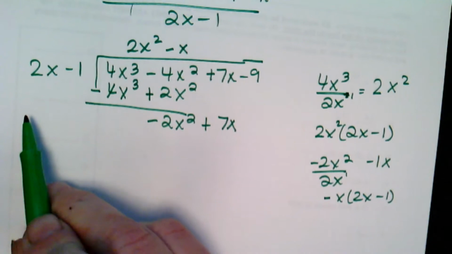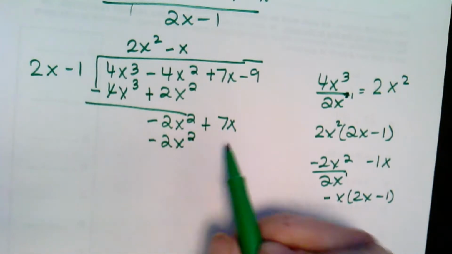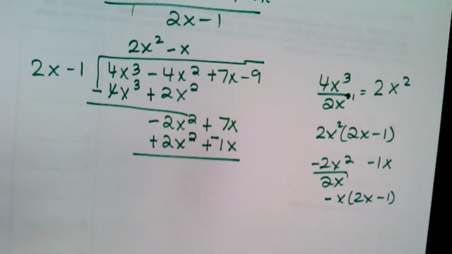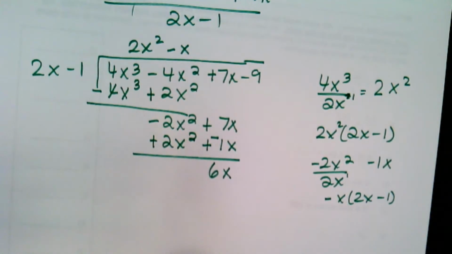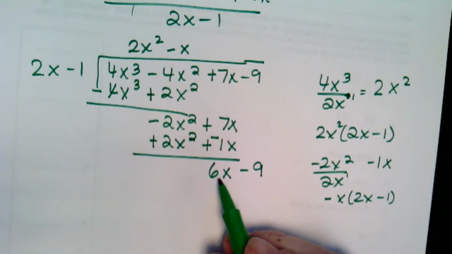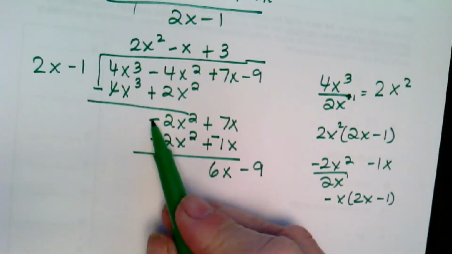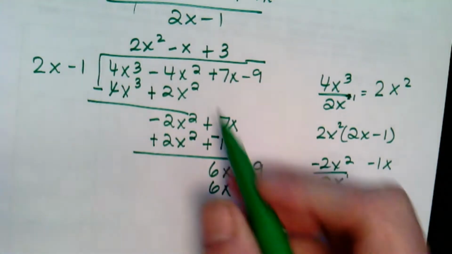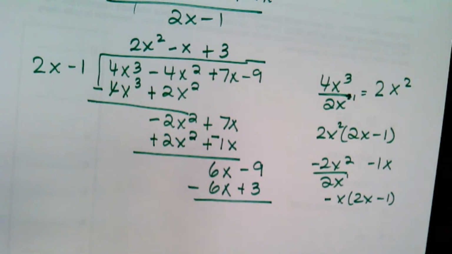Negative x times 2x is negative 2x squared. Negative x times negative 1 is positive 1x. Change the signs of both. Gone. Left with 6x. Bring down. 2x goes into 6x positive 3 times. Remember, if this is positive, this will be positive. Just as this was negative, I put a negative. 3 times 2x is 6x. 3 times negative 1 is negative 3. Subtract, which is changing the signs of both.